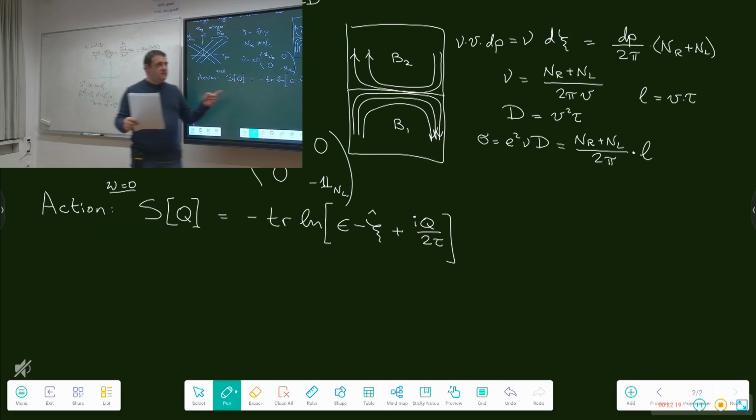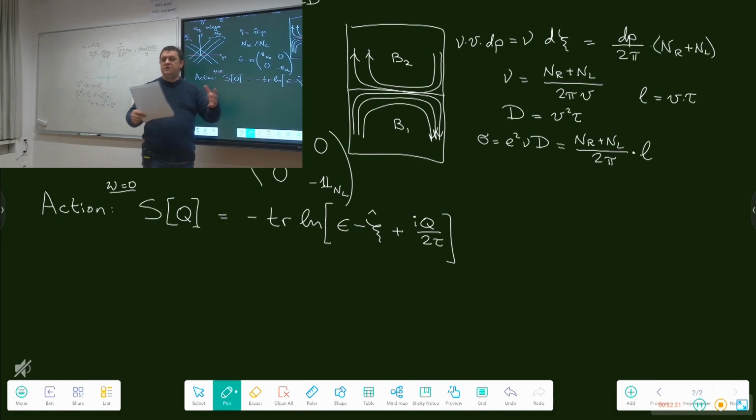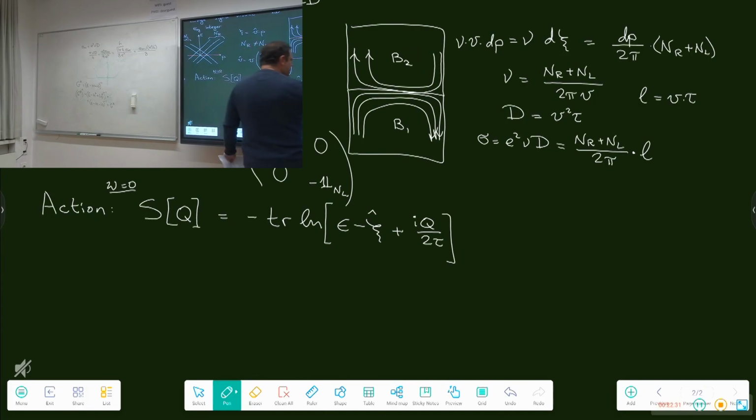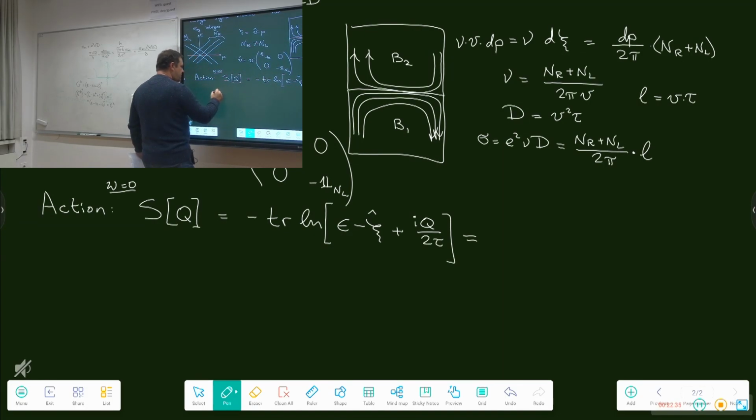Before we did this calculation, it was a trace in real space, a trace for operators in a very general form. So now xi is the operator that has this particular form. We have to trace this. So this is what will happen.